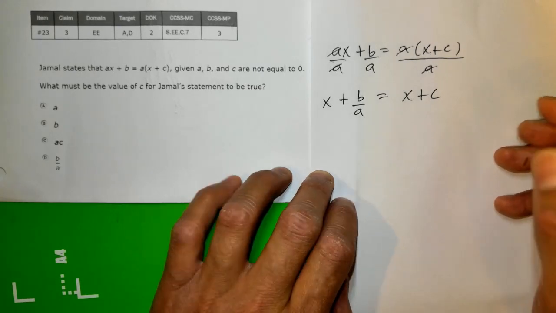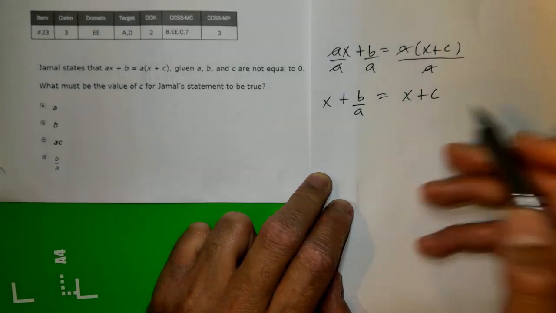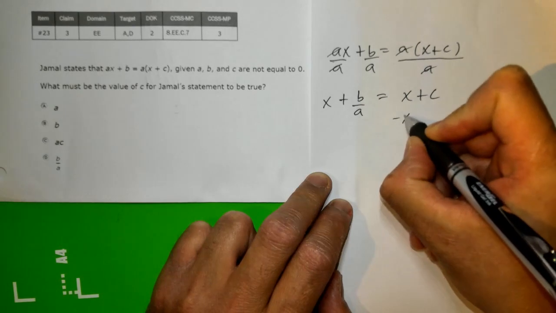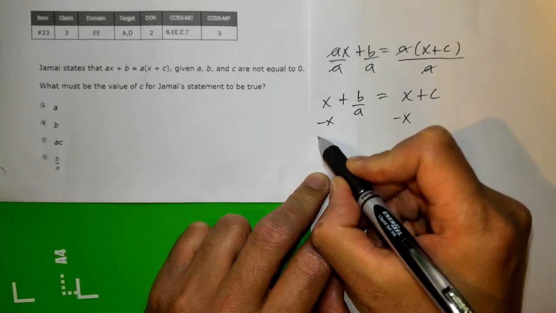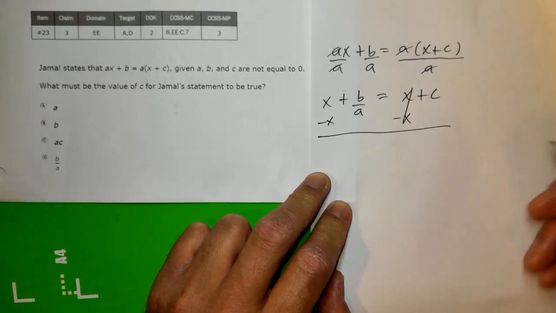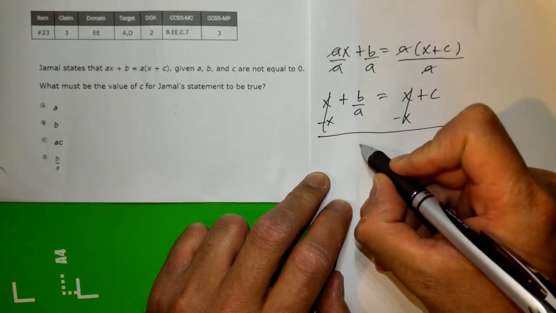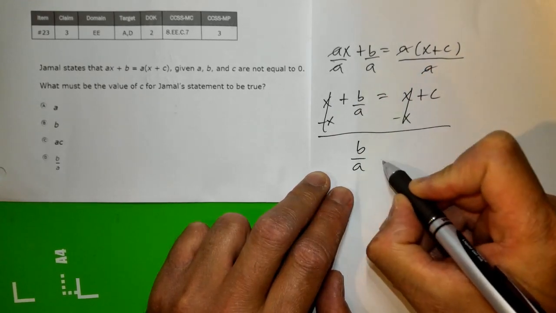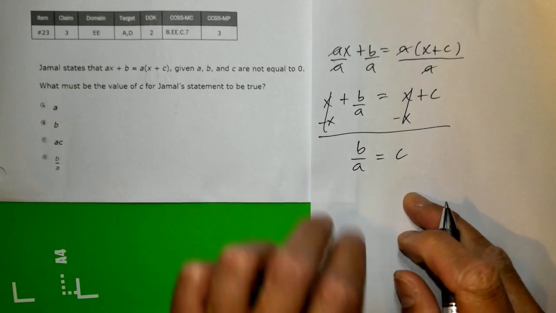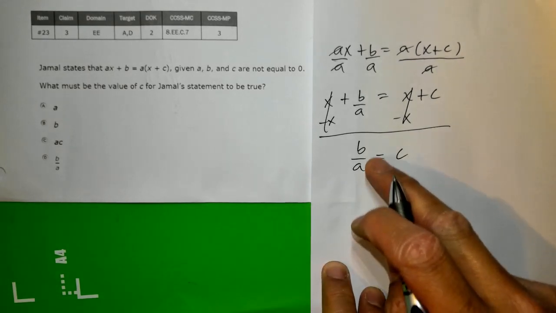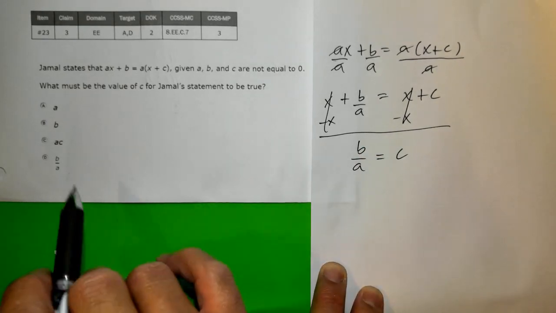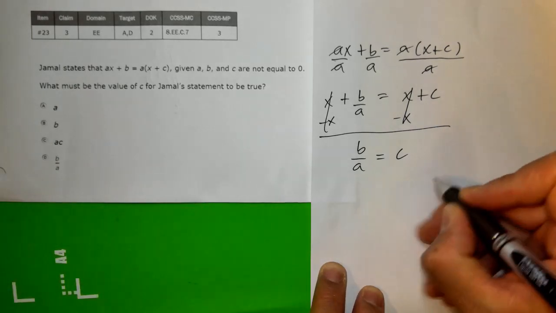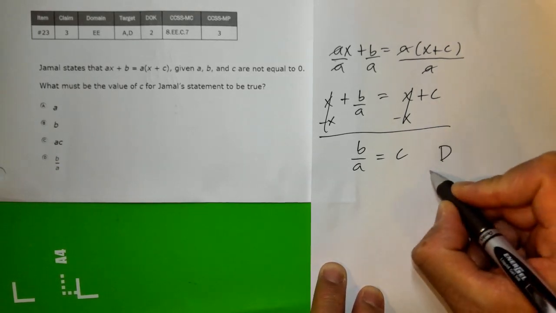Now next, the opposite of positive x is negative x. So cancelled out, cancelled out. So b over a is equal to c. So c is equal to b over a, which is letter D. So the answer here is letter D.